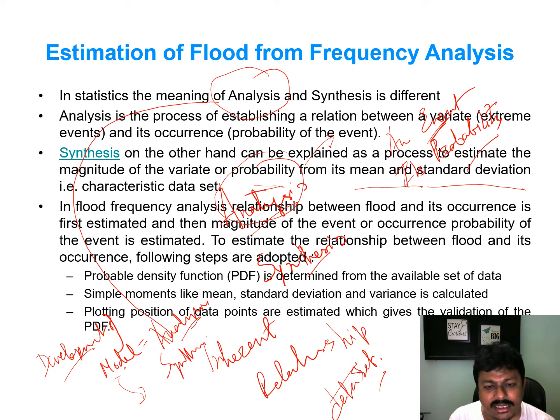By analysis, we can identify a relationship. By synthesis, we can conclude, we can decide something. That means if there is a problem, we can decide the solution based on the analysis done upon the relevant data based on that problem. So, in analysis, we try to estimate the relationship. In synthesis, we try to conclude the decision from that relationship.